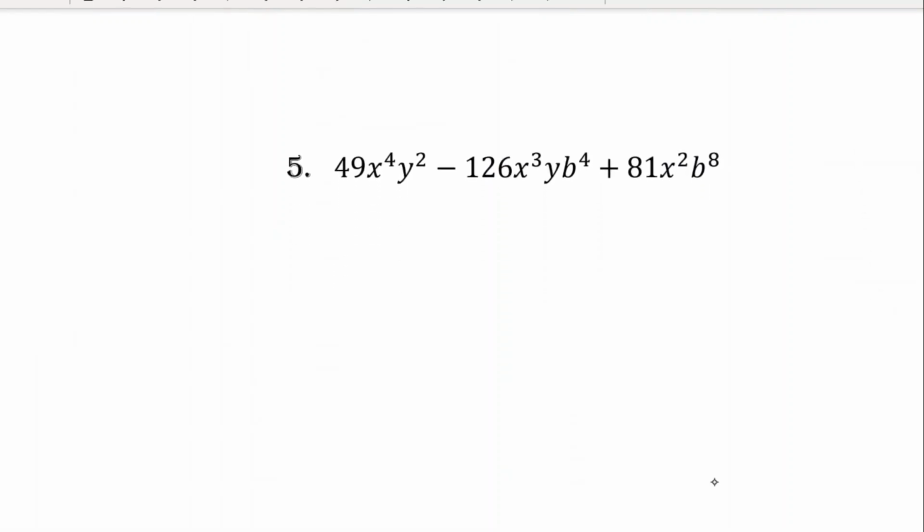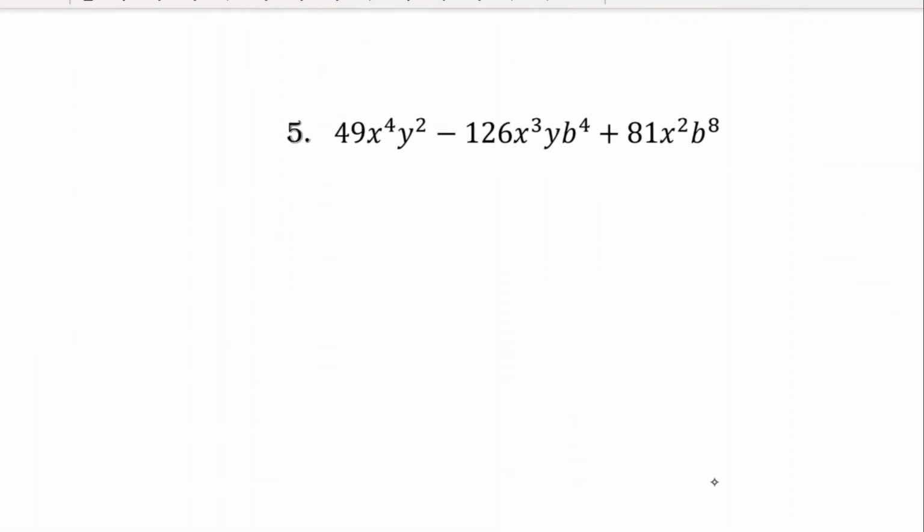All right, let's do this messy one. Can I GCF something out here? Turns out you can't, but let's see what we can do. We got a trinomial. Let's see if we can square root all of these.